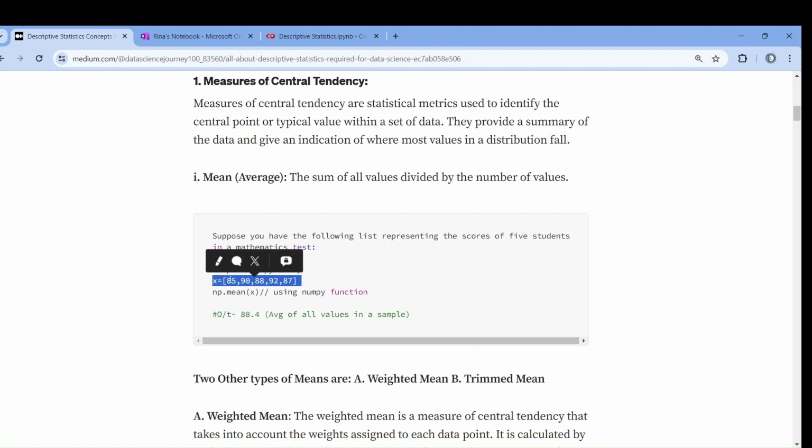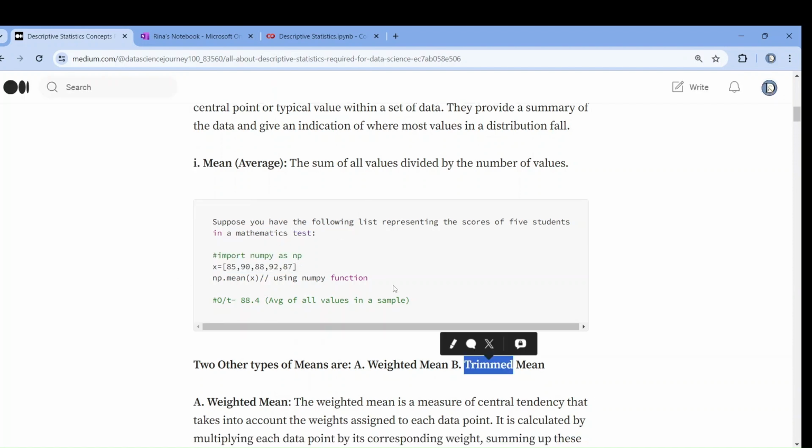Here you can see this is a list: 85, 90, 88, 92, 87. So if I want to calculate the mean value, or we can say the average value of the data set, I can simply add 85 plus 90 plus 88 plus 92 plus 87, divided by the number of values, that is 5. So I can get the mean value. Okay. So here I can understand that most values in the distribution in this data set lie near 88.4. Okay. So if you have a big data set, you can simply identify the central point. You can understand where most values lie in the distribution.